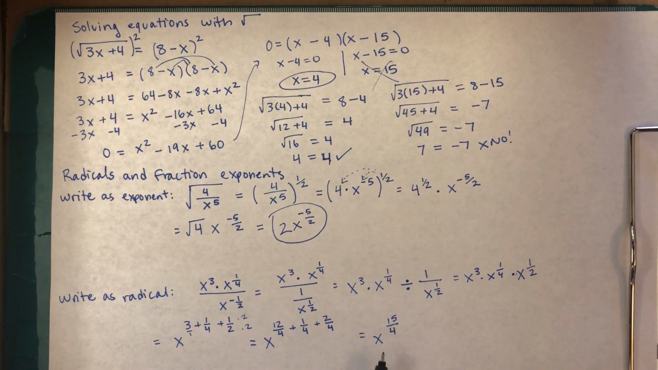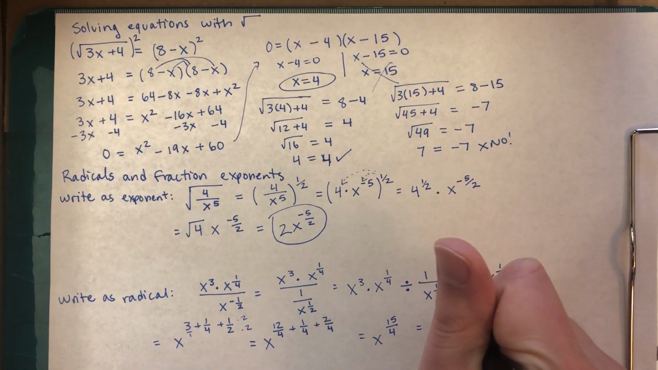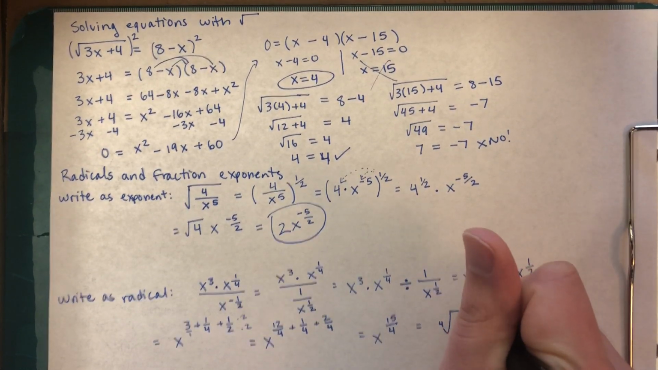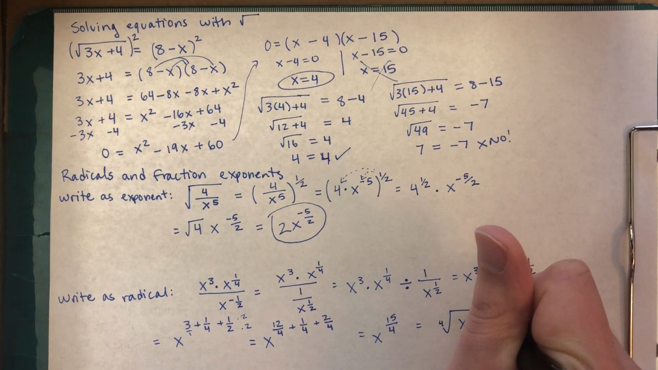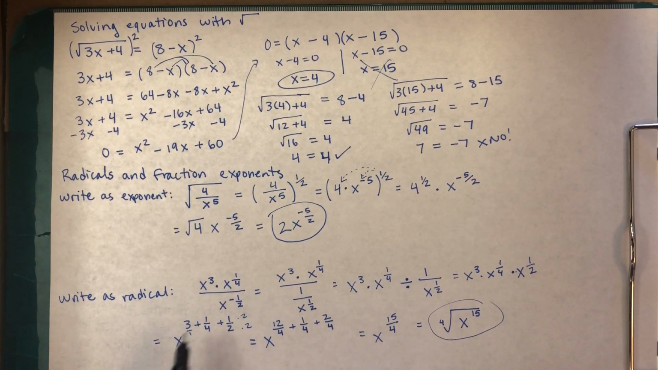And now I want to take this and write it as a root or a radical instead. And the rule is that the bottom becomes the number with the root, and the top is the exponent. So this expression is the same as this expression.